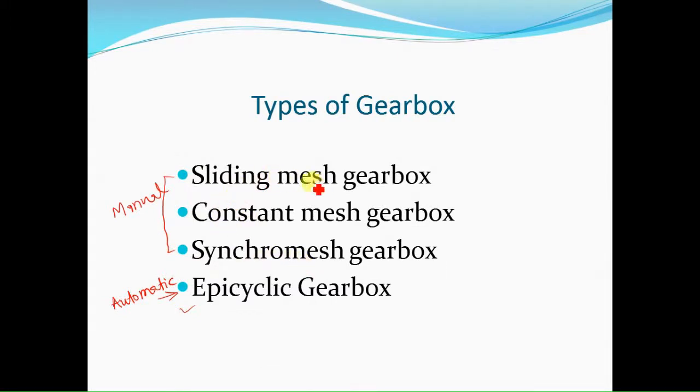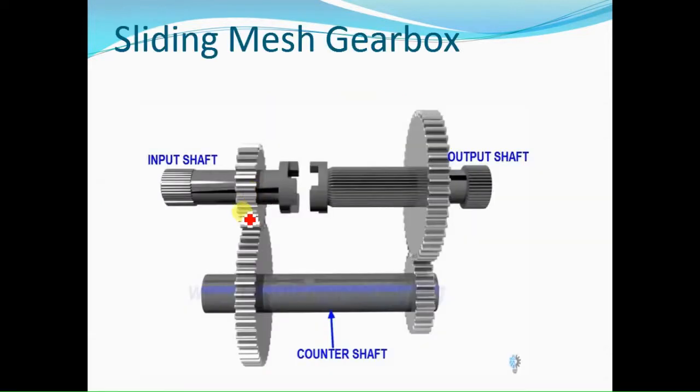So we will learn the sliding mesh type of gearbox. The sliding mesh gearbox basically consists of different types of gears mounted on three different shafts. One shaft is called the input shaft, to which the power is supplied. Let us suppose an engine is mounted here, and from the engine the power comes to this particular shaft. This is called the input shaft. Here the power is supplied. This is the power in.